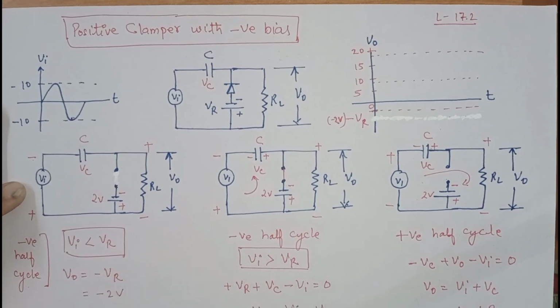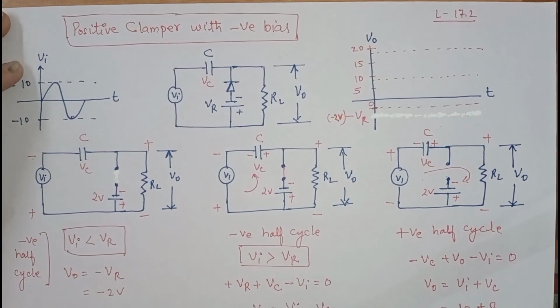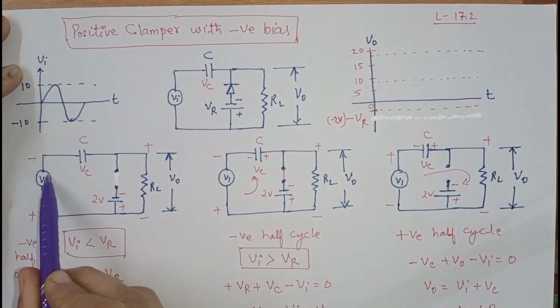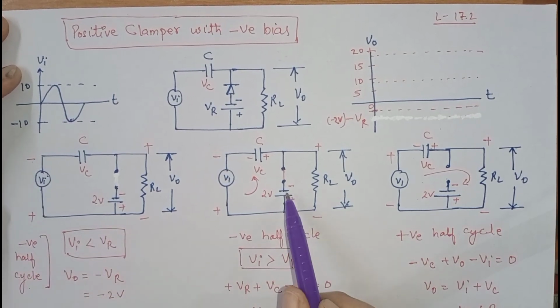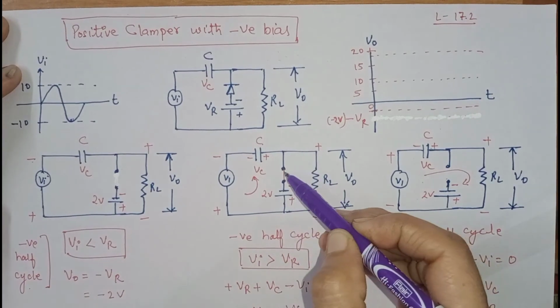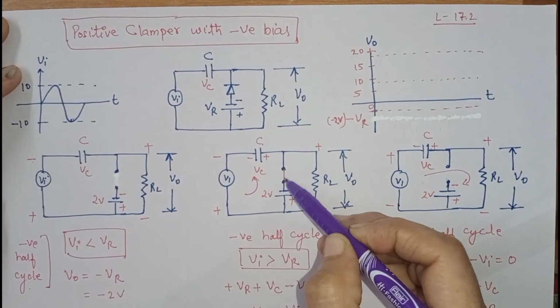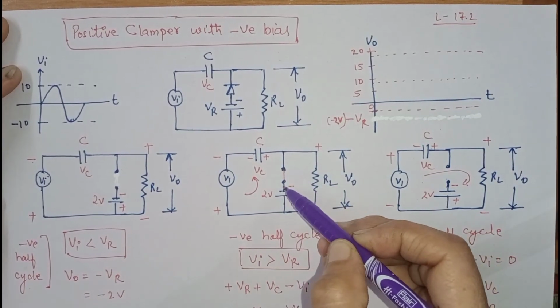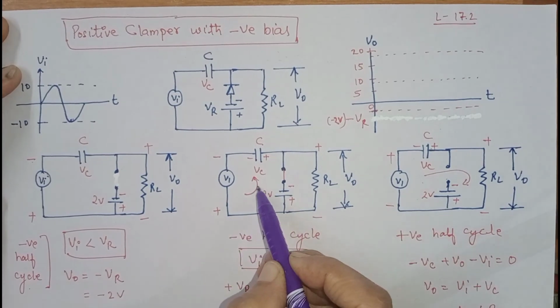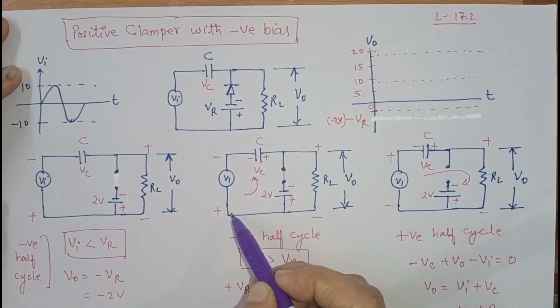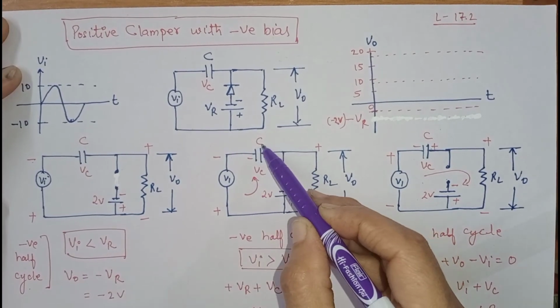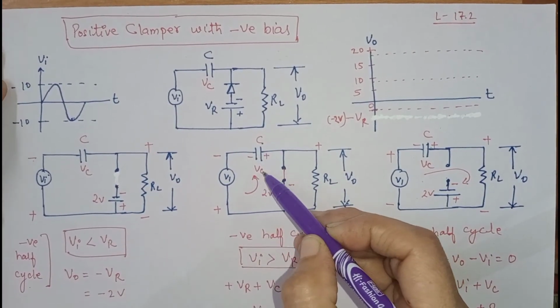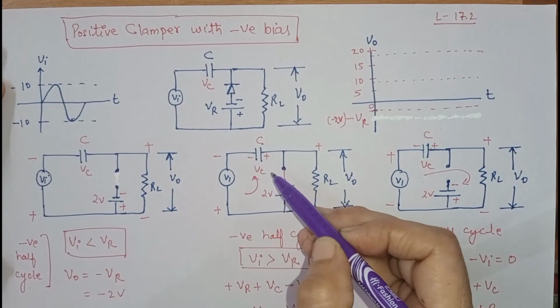Now during negative half cycle, when this input voltage becomes greater than this voltage, the equivalent circuit will look like this, because the diode becomes forward bias, so it will act as a short circuit. Now the current flows in this direction in this loop, and because the current is flowing, this capacitor will be charged. Now we will find the voltage across this capacitor in this case.